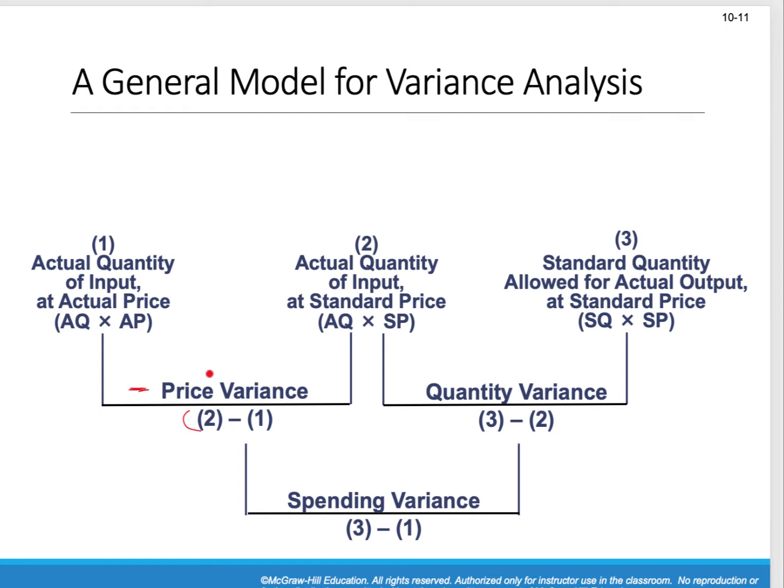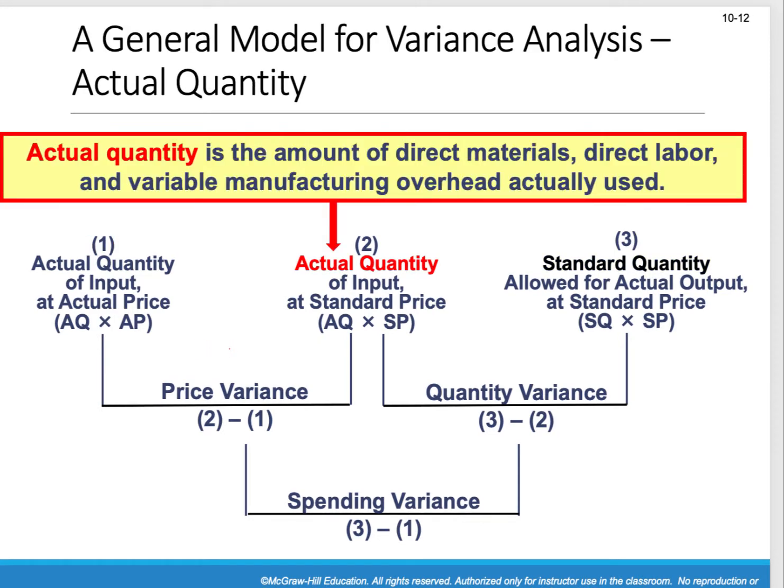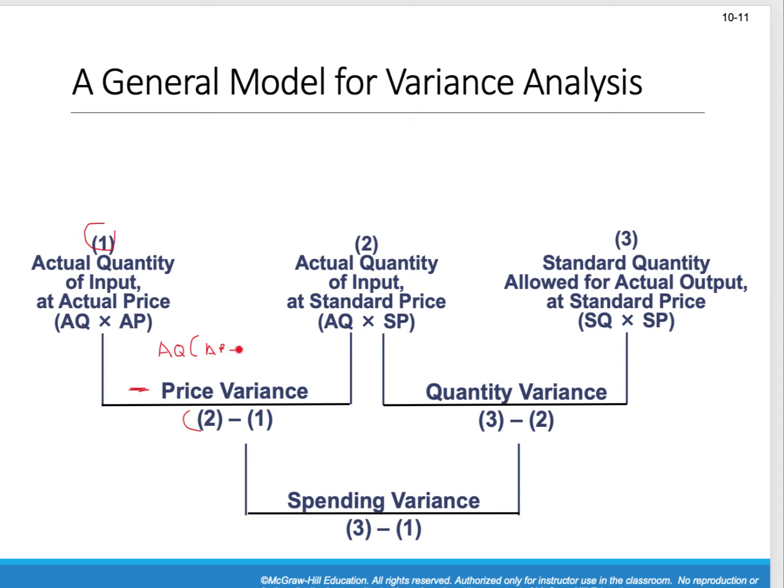There's another way we could look at this. Notice the two equations, 1 and 2, right? What are we holding constant? Actual quantity. So we're actually multiplying actual quantity by the difference of actual price, oh, sorry, I'm writing with a mouse here. It's not very easy. Standard price. So the calculation, you can do it one of two ways.